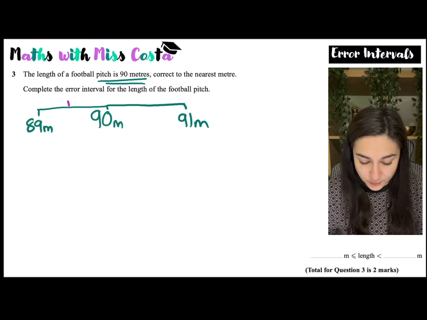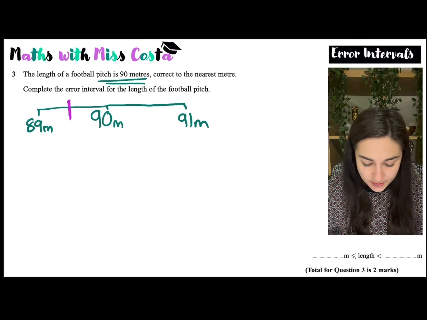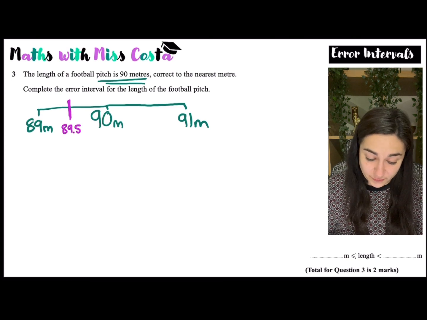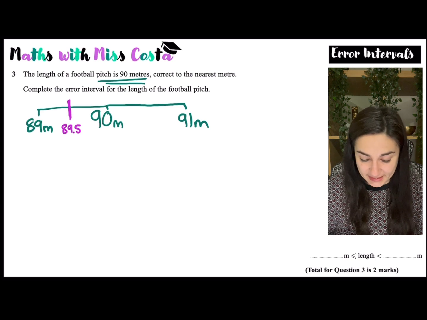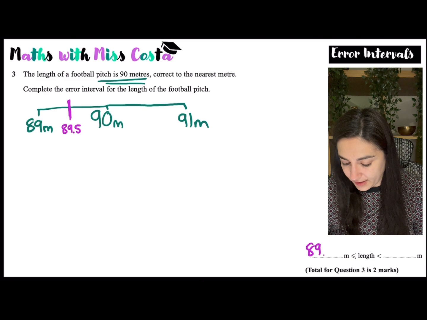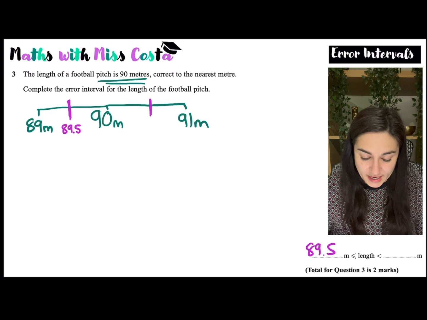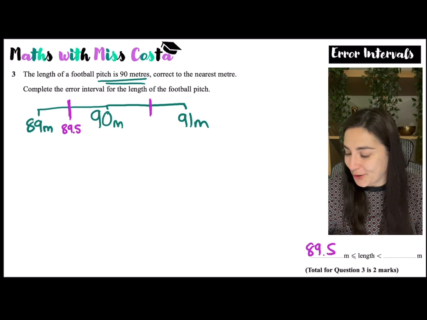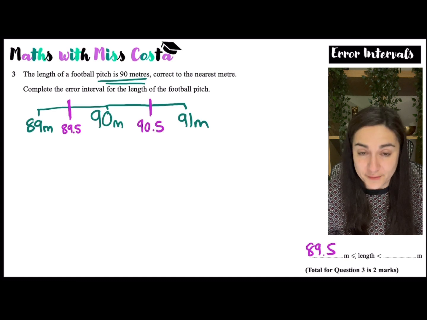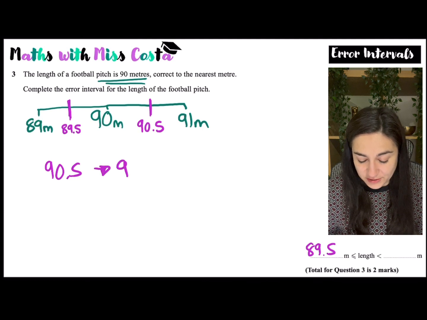So my error interval, the absolute minimum it could be before it would have been rounded down, is 89.5. Because if it was 89.4, it would have been rounded down to 89 meters. So I know that the minimum it could be is 89.5. And then the maximum it could be, now this is a point of contention. We generally go with just saying, so I'm going to say 90.5 is the midpoint. Now, obviously, with normal rounding, 90.5 would round to 91.